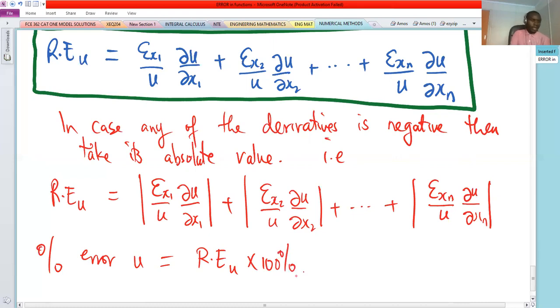So in the next video presentation, we'll be giving examples on how to find errors in functions of both single variable and several variables using these two formulas that you have derived in this presentation.